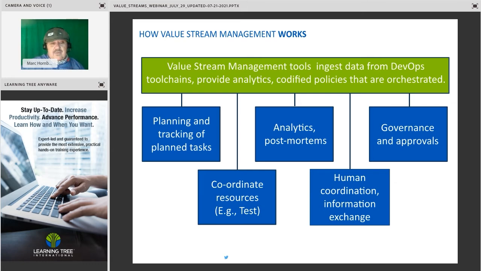Planning and tracking of planned tasks is an example of what value stream management can help with. It can help with coordinating resources like setting up test environments, anything from coordinating a ticket flow all the way to automation of standing up stacks of things and different tools that are necessary for testing. That's often a major bottleneck in many value streams that I've seen. Analytics, so having information available for postmortems or incident response, coordinating human interactions and exchange of information between people, and again policies and automating those as code and approvals as code through these different tools. Those are capabilities that good value stream management systems offer.